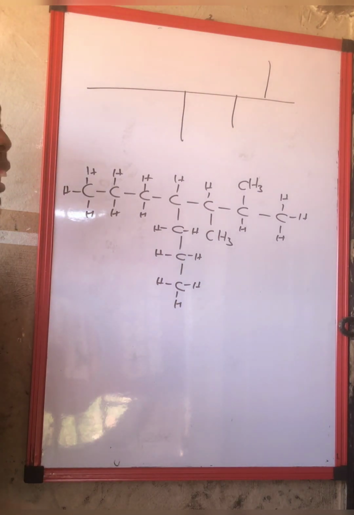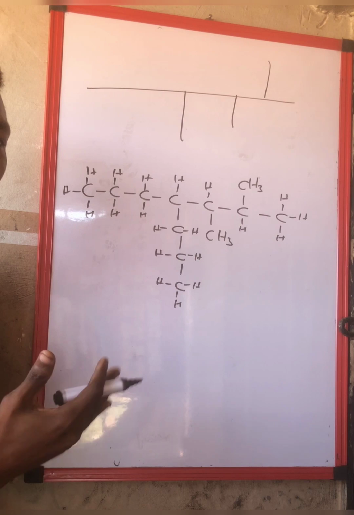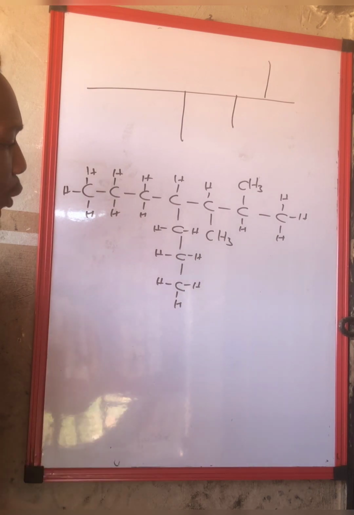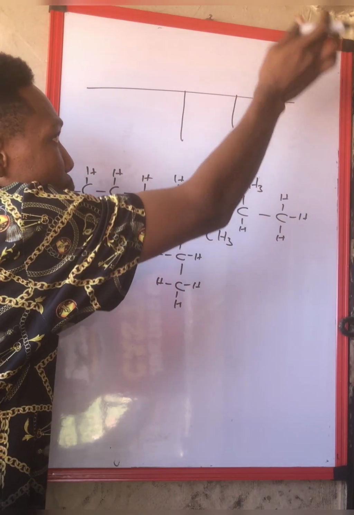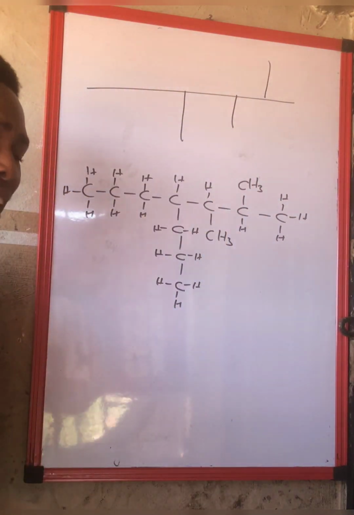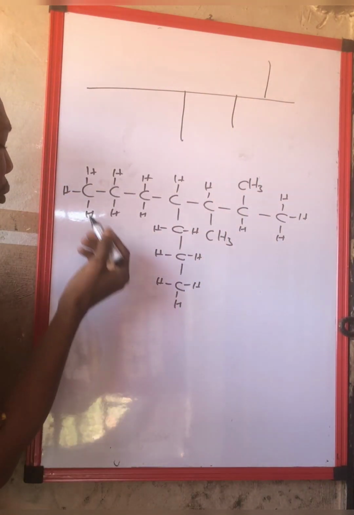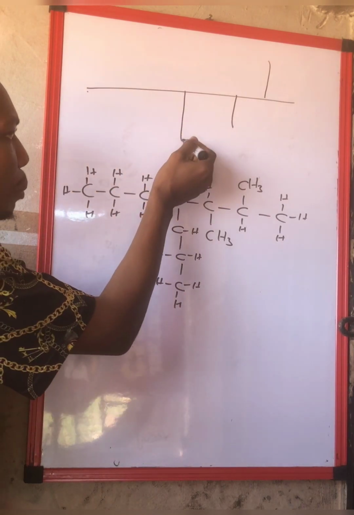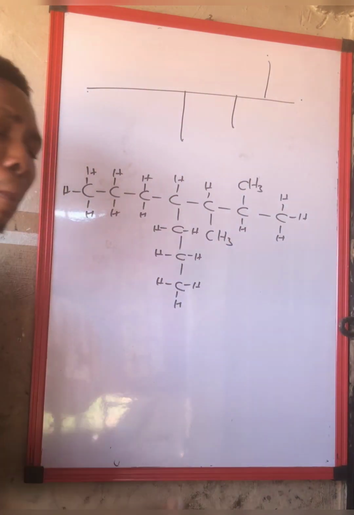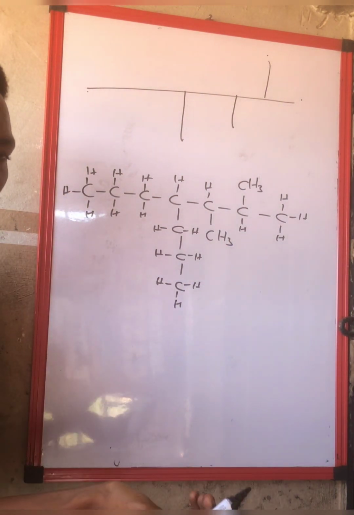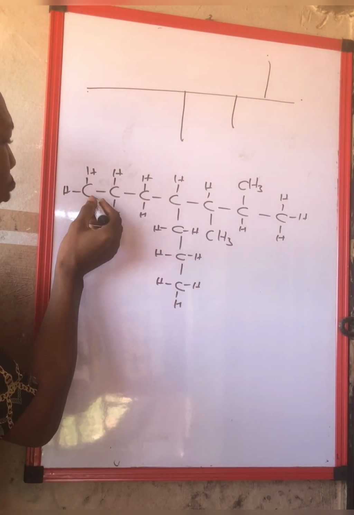Okay, and this is known as branching. Now a branching has one starting point and so many end points. So unlike this, here can be my starting point, here can be my starting point, or here. If I want to number, I can start from here, I can start from here, and from here, depending on the longest chain.